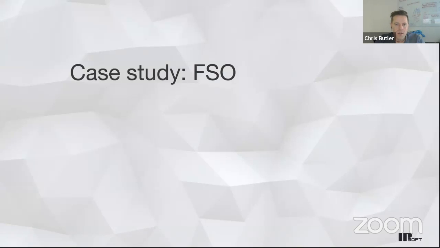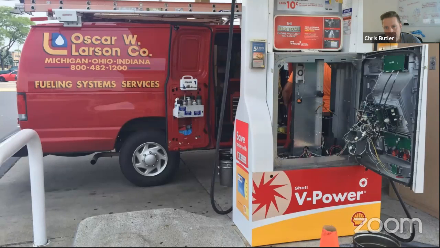So yeah, we're going to talk about a particular case study. And this is around FSO, which stands for Field Service Operations. Field Service Operations is where people need to go on site to fix some type of machinery or system that can't be returned to the manufacturer. And so this is a picture of a truck that would go on site to repair gas stations. And so you can see the gas pump is open there. It's actually a lot of computers.